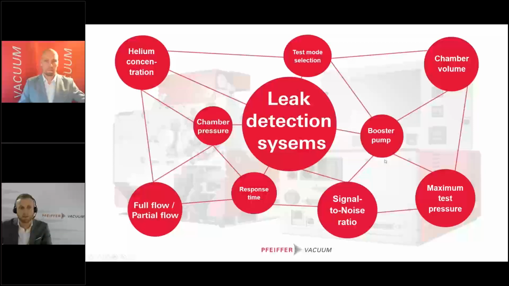And just to explain this here on this slide, the signal to noise ratio, whenever we refer to this, is what we understand as the relation of the leak rate that your leak detector is measuring and the background signal that you have. So when you have a background and you have a leak rate, those two put into a relation, that's what we call the signal to noise ratio.